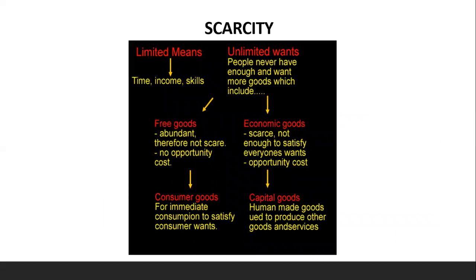There would always be scarcity because we have limited means like time, income, and skills, and yet we, as humans, have unlimited wants. We never have enough of that, and we want more goods. We want free goods, consumer goods, economic goods, and capital goods. Because of these limited means and unlimited wants, we have to make choices.